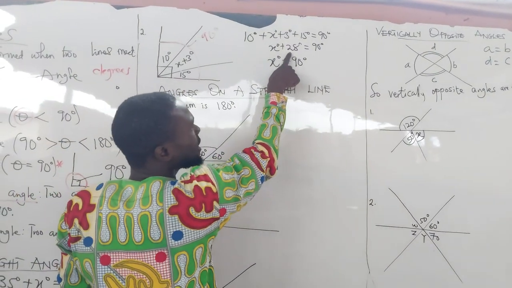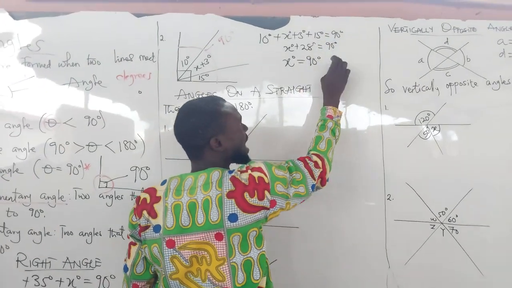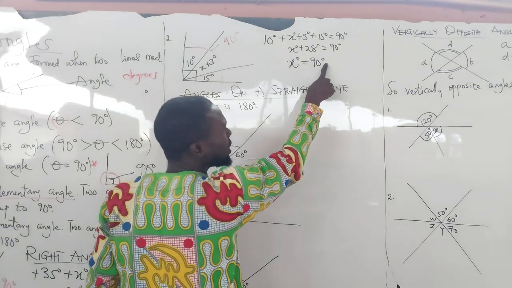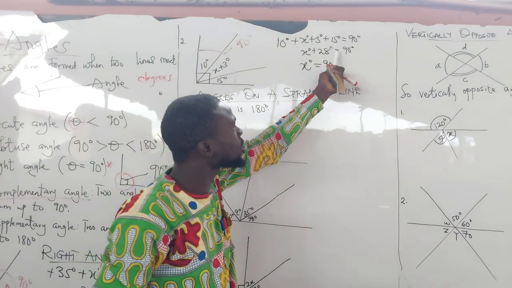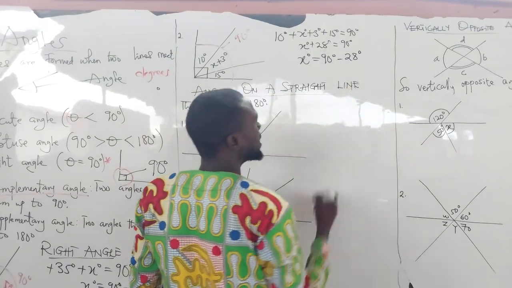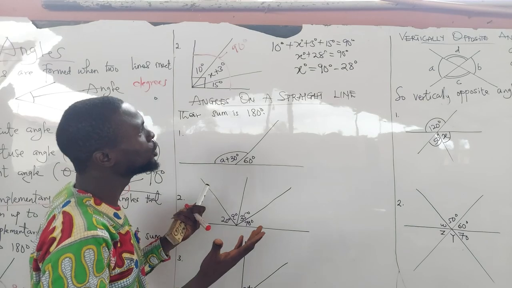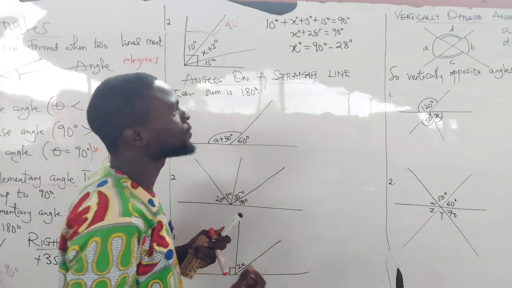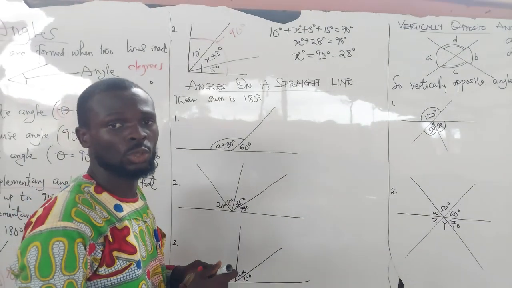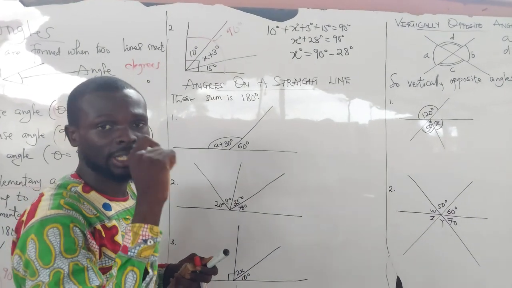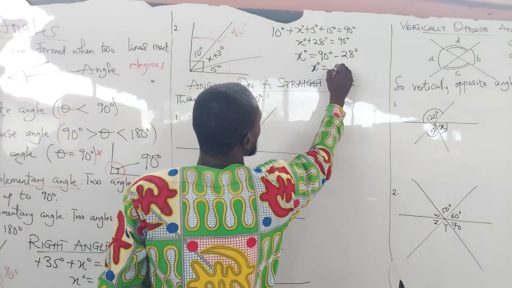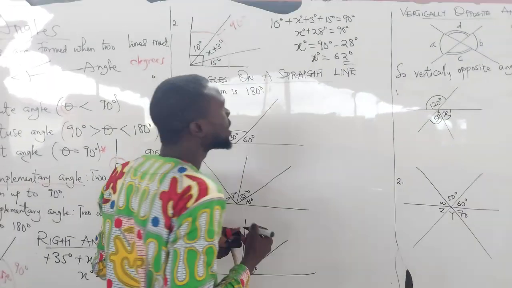So this plus 28 will move to the side of the equation. Once it moves, the sign in front of it will change, and this is because it is crossing the equal to sign. So we have this as negative 28 degrees. Then you just subtract the 28 from 90 degrees. And that gives you 62 degrees. So x is equal to 62 degrees.